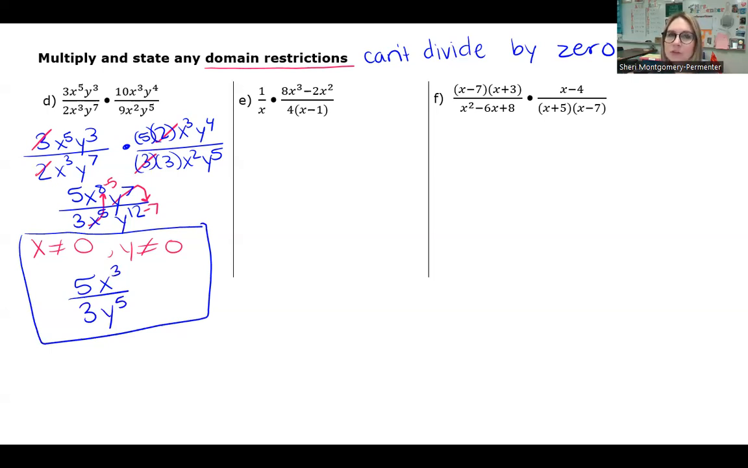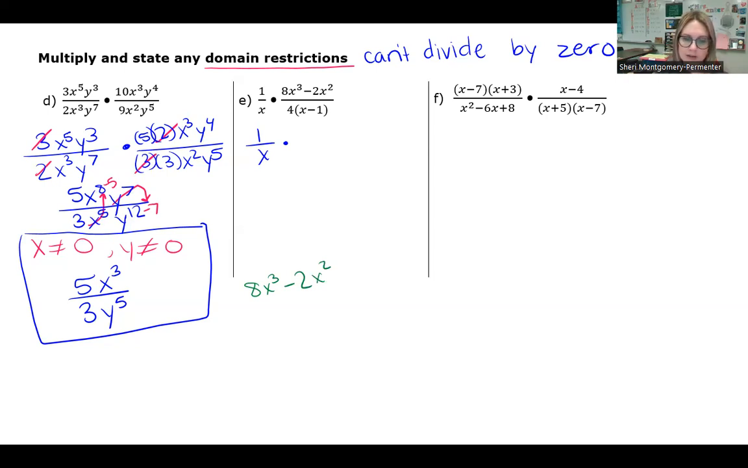For the next problem, am I fully factored? No, I am not fully factored. 1 over x, that is fully factored. That's fine. When I look at the top, I have 8. For some of you, you might need a piece of scratch paper to do your factoring. So for the top, the numerator, I'll do it down here at the bottom so you can see what I'm doing. I have 8x cubed minus 2x squared.